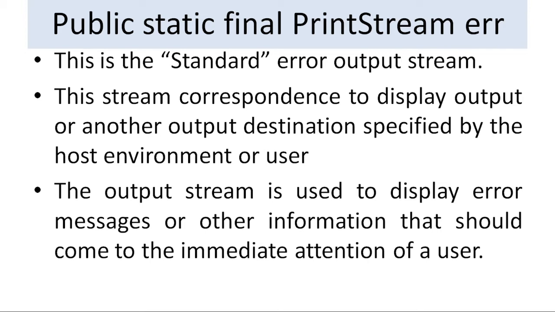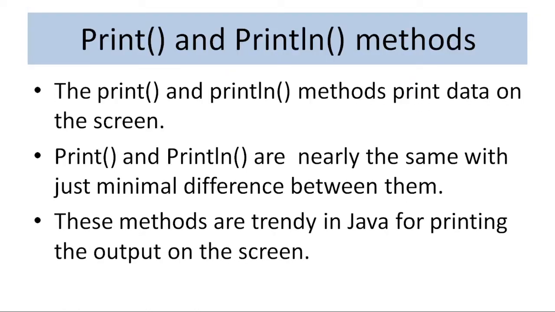Next comes public static final PrintStream err, that is, error. This is the standard error output stream. This stream corresponds to displaying output or another output destination specified by the host environment or the user. The error stream is used to display error messages or other information that should come to the immediate attention of the user. Next, the print and println methods.